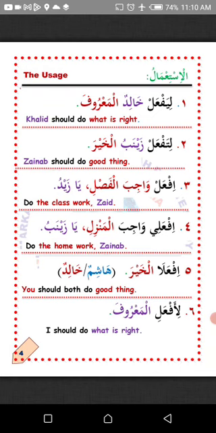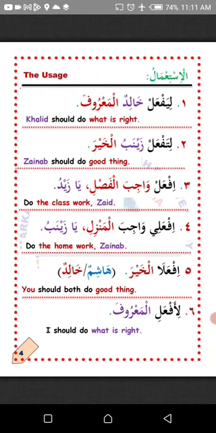ثلاثة, number three. افعل واجب الفصل يا زيد. So افعل واجب الفصل, do the classwork. يا زيد. افعل واجب الفصل, do the classwork.